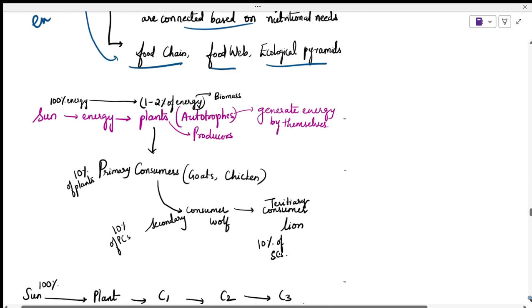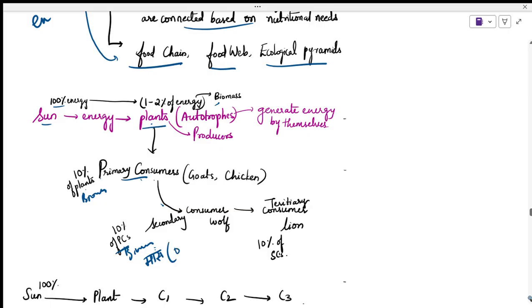Okay, I told you, from the sun we get 100% of energy, but plants will utilize this energy and create 1 to 2% of biomass. And from this biomass, only 10% of the plants' biomass will be consumed by primary consumers. Then from these primary consumers, only 10% of the primary consumers' biomass will be consumed. Just remember mass, not non-veg. It's nothing but dry organic weight, right? So only 10%. This is called Lindeman's 10% rule.